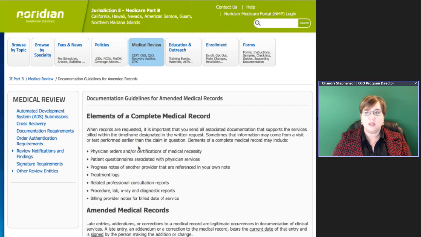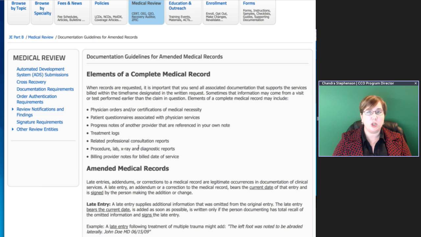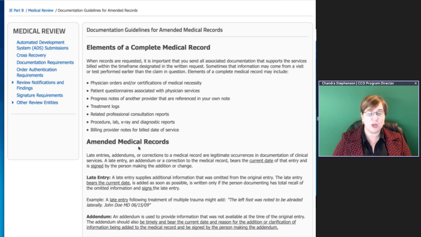So you'll notice underneath here, remember, if you're looking for these same rules, they may not apply depending on who your MAC is. So reach out to your MAC, search their website, see if they have something similar. I know CGS Medicare has something similar on their website, but not all of the Medicare administrative contractors are quite as clear as Noridian is on this particular point. Basically, they give us some clear-cut guidelines for making amendments to a medical record.